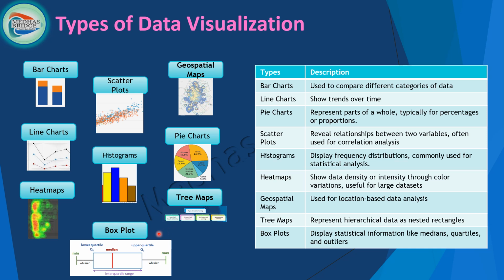The one more plot is called a box plot. What this means is that it displays statistical information like the median, quartiles and outliers. This is used to segregate the outliers in a given data set to draw the right decisions, right? If you look at this box plot, we can see the min value, max value and then the median, and you can also define the quartiles.